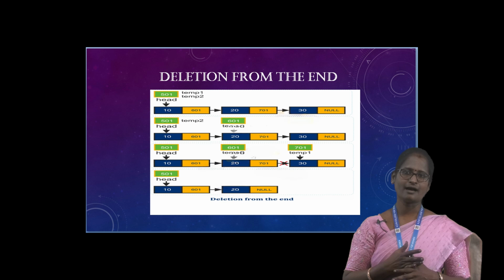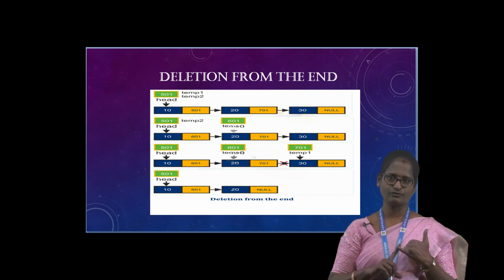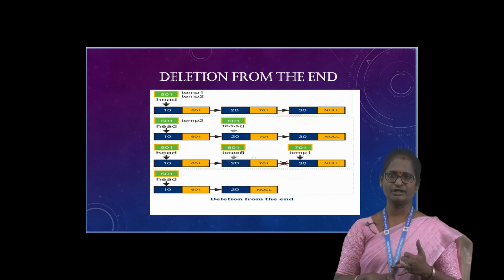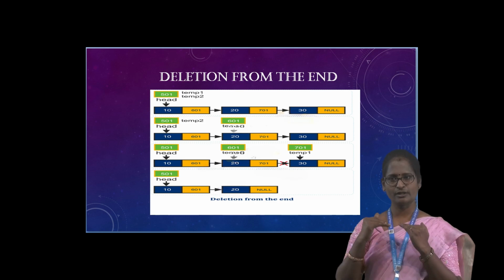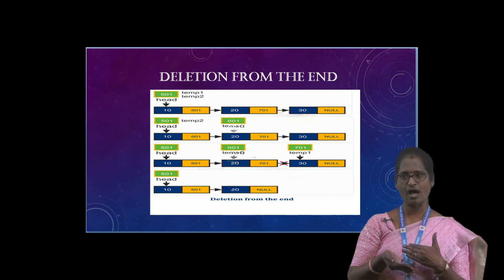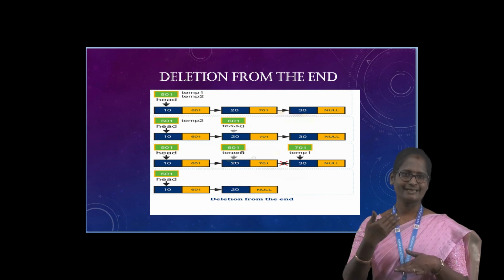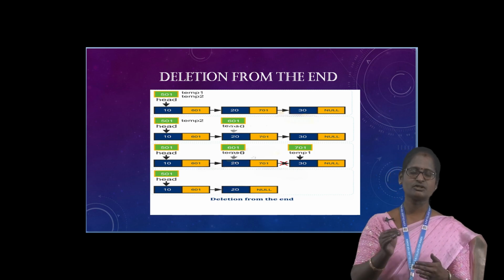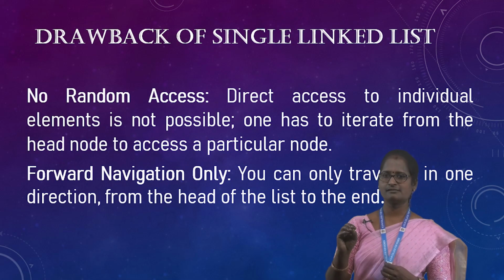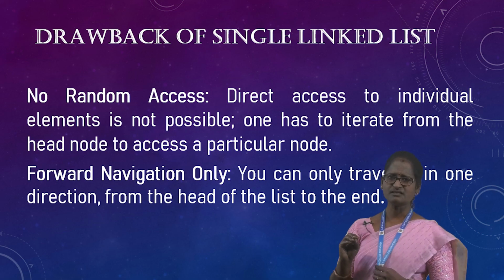Then the searching algorithm starts at the head node. Check the data at each node. If a node with the given data is found, it returns it. If no such node is found by the time the end of the list is reached, it returns null. This is the algorithm used in searching.